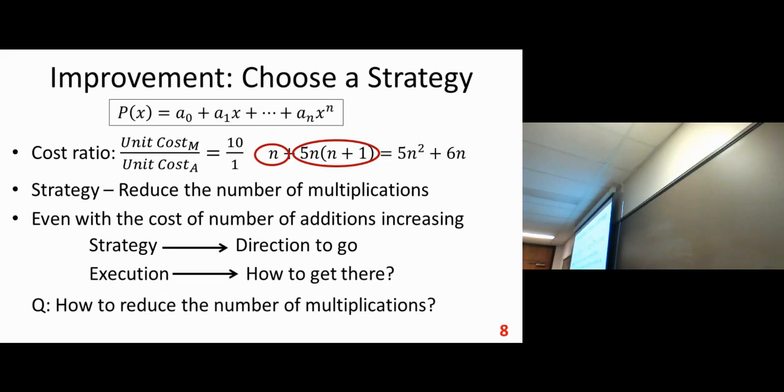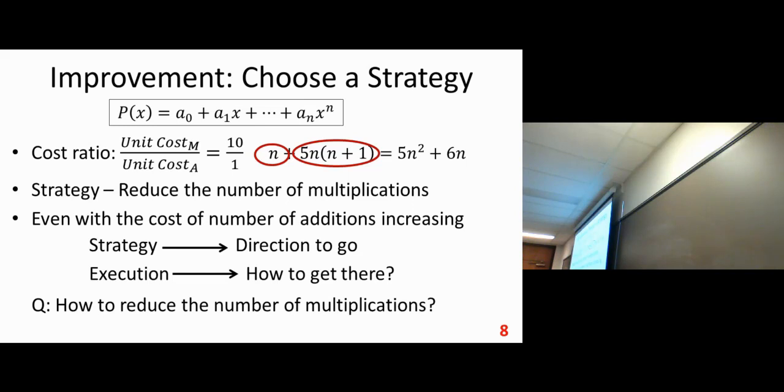A question: how to reduce the number of multiplications? But you need to find the reason to reduce the number of multiplications.